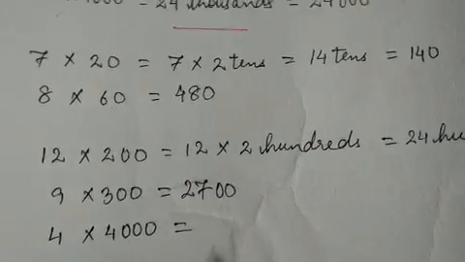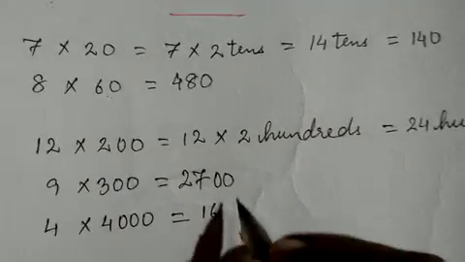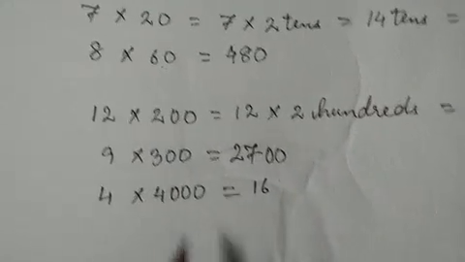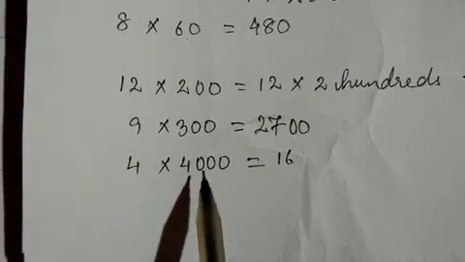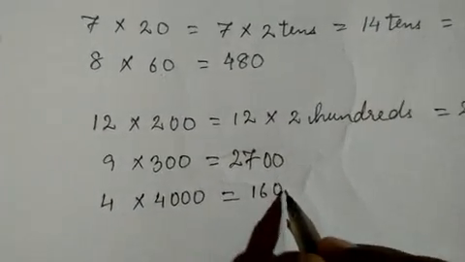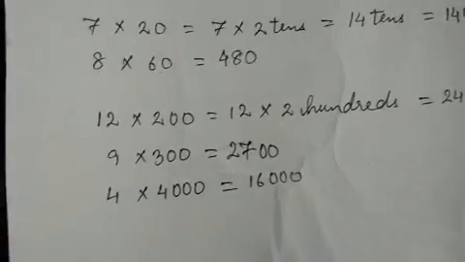Now 4 fours are 16, we know, and we just have to see how many zeros there are. How many zeros are there? 1, 2, 3. So 3 zeros we just have to copy down.